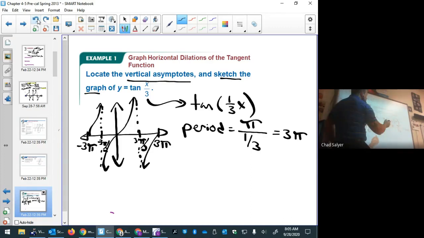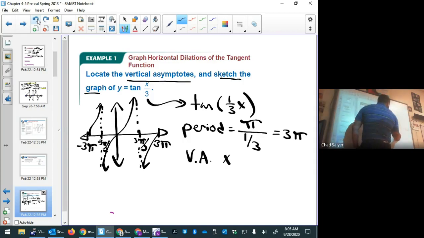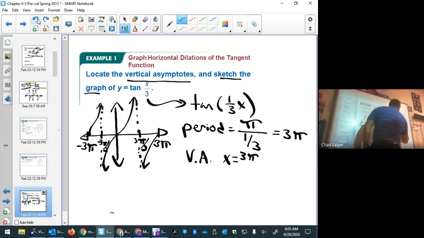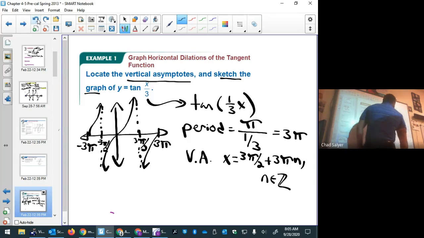Finding all the asymptotes, we just need to say they're going to be at x equals 3 pi over 2 plus 3 pi n, where n is an element of the integers.